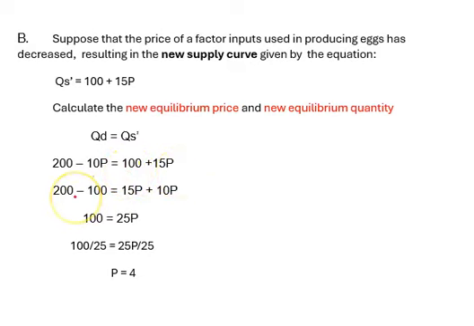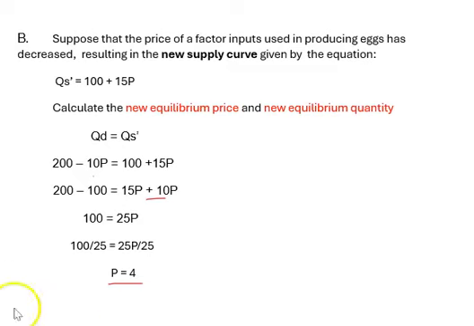Putting like terms together, we get 200 minus 100 equals 15p plus 10p. Remember, it was minus 10p, but when you move it to the opposite side of the equal sign, the sign changes to plus 10p. That is 100 equals 25p, giving us the price of 4.